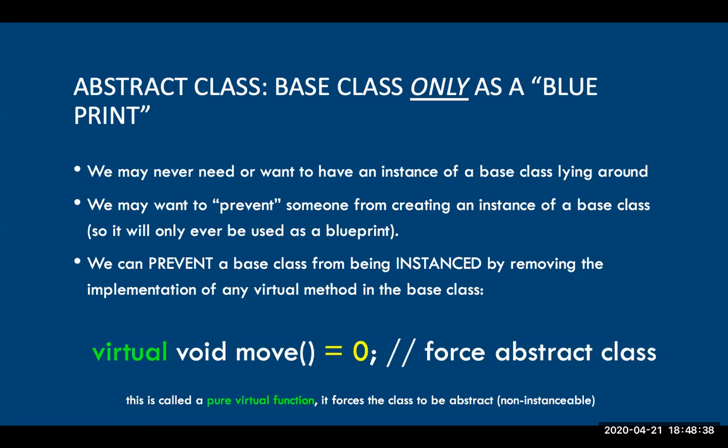It removes the implementation in the base class for the move and prevents the compiler from ever instantiating that class. And so if you try to instantiate a class like that, it would scream at you and say, hey, this is an abstract class. It's got at least one pure virtual method. Can't do that, right?